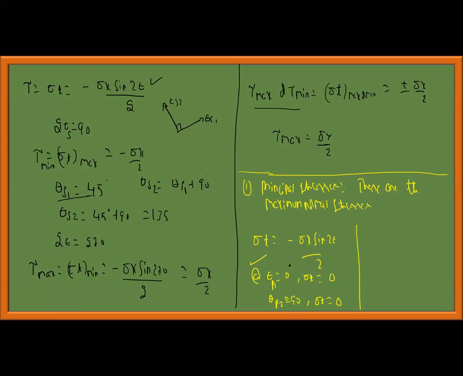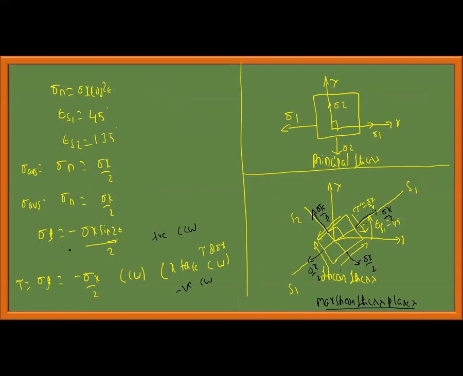I've written that at theta p1 equal to 0 and theta p2 equal to 90 degrees, there are no tangential stresses. These planes are called principal planes, principal stress planes. Then I substitute it and I get sigma n equal to sigma x by 2. I should represent it in terms of a sketch without scale; there's no need of scale or angle. Theta p1 is at an angle 0, and on that plane sigma p1 is acting. Theta p2 is at an angle 90 degrees, and sigma p2 is acting on this plane.